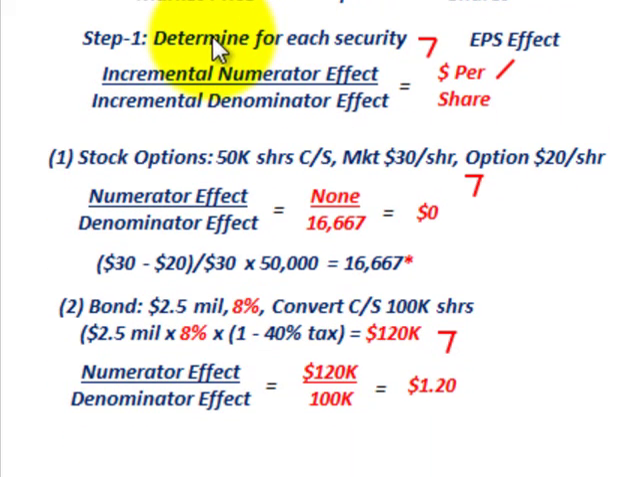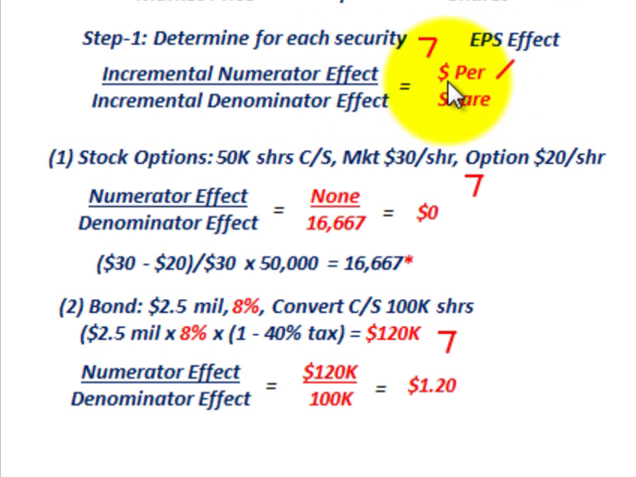Okay, so let's move down. First, step one: we have to determine for each of the securities this earnings per share effect, based on the incremental numerator effect. That's how our numerator, or our net income, has changed for the year, and also our incremental denominator effect. That's what affects the number of common stock shares that would be outstanding. That would be added to the average number of shares of common stock outstanding, and we have to determine that for each security.